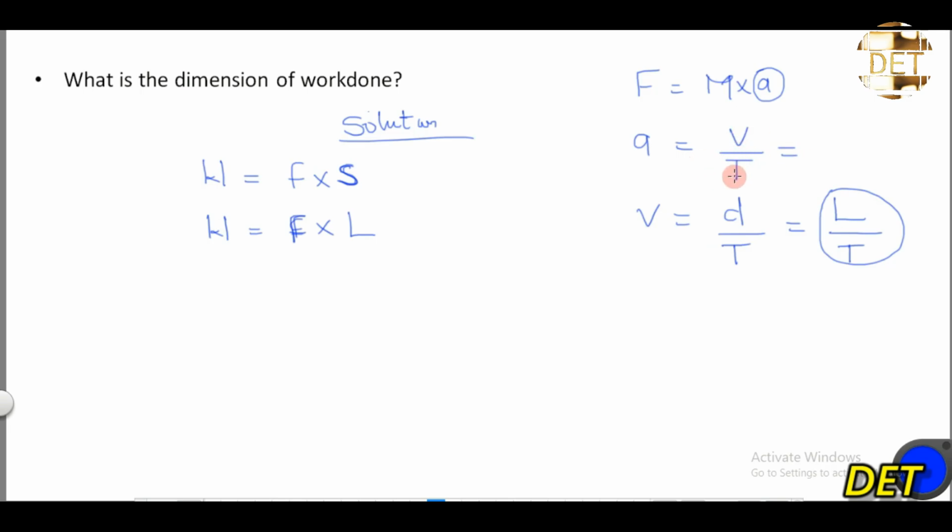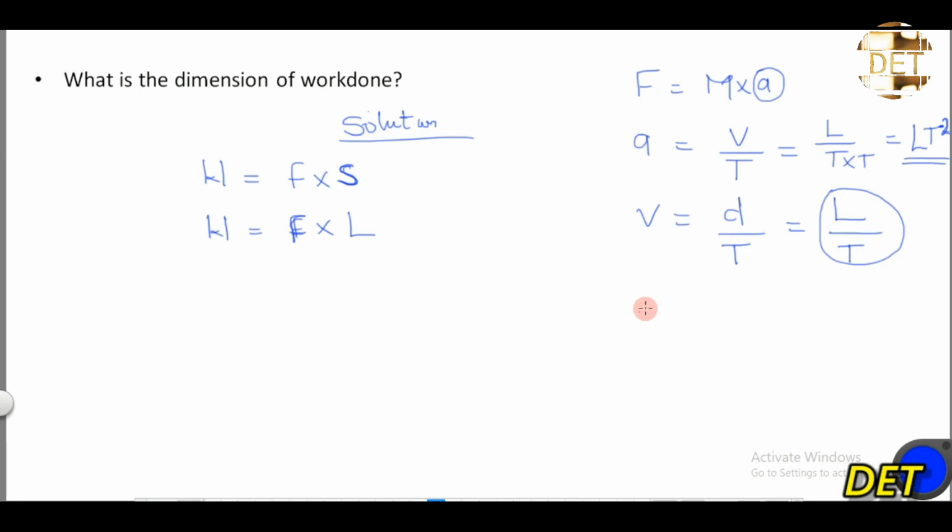Acceleration is velocity all over time, right? So instead of writing velocity here, I will write the dimension of velocity, which is L over T, all over the T that I have there before, times T. That will give me my acceleration, right? So acceleration is equal to LT raised to the power of what? Minus 2. This is my dimension for acceleration. So I can put that here. Instead of writing acceleration here, I will write LT raised to the power of minus 2.